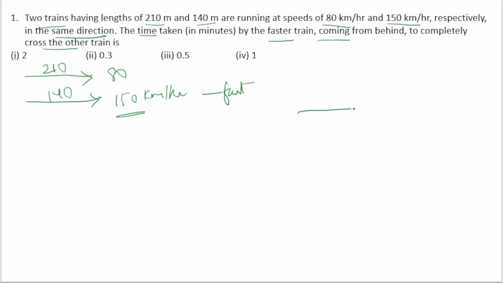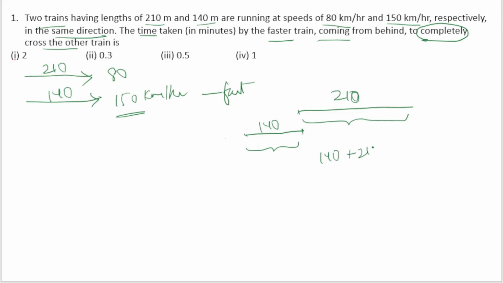See here, this is the first train, with a length of 210 meters, going first, and the second train, 140 meters, is coming from behind. The second train has to completely cover the other train. So what is the total distance that the second train should travel? It should travel 140 meters plus 210 meters.